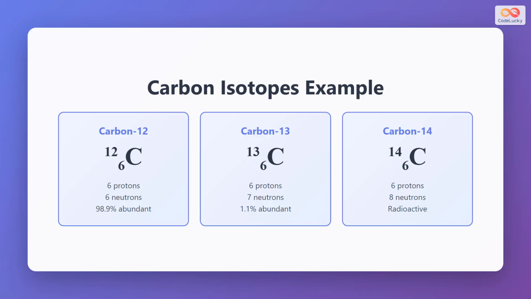Let's look at carbon isotopes to understand this better. Carbon has three important isotopes. Carbon-12 has 6 protons and 6 neutrons, making up 98.9% of all carbon on Earth. Carbon-13 has 6 protons and 7 neutrons, accounting for about 1.1%. Finally, carbon-14 has 6 protons and 8 neutrons, and it's radioactive. Notice that all three have 6 protons because they're all carbon, but the different neutron counts give them different masses.